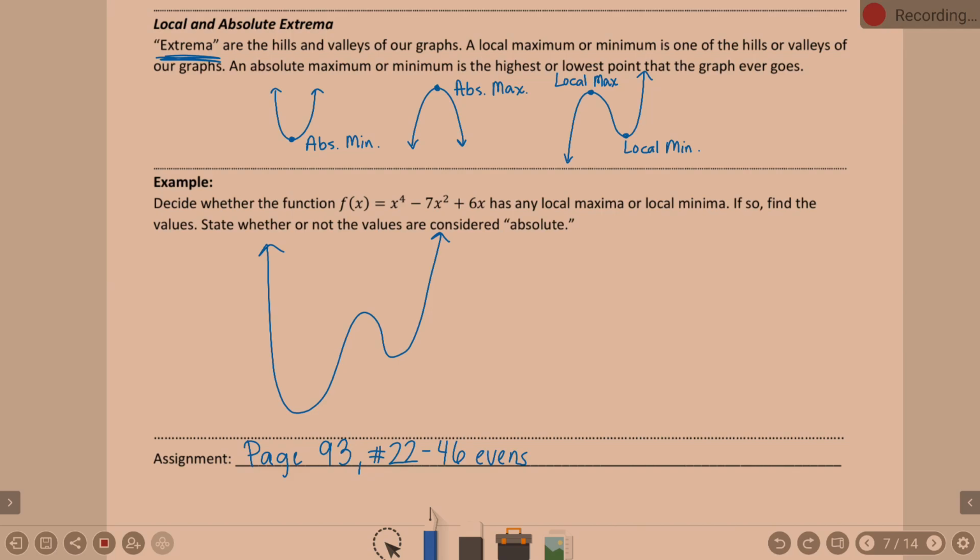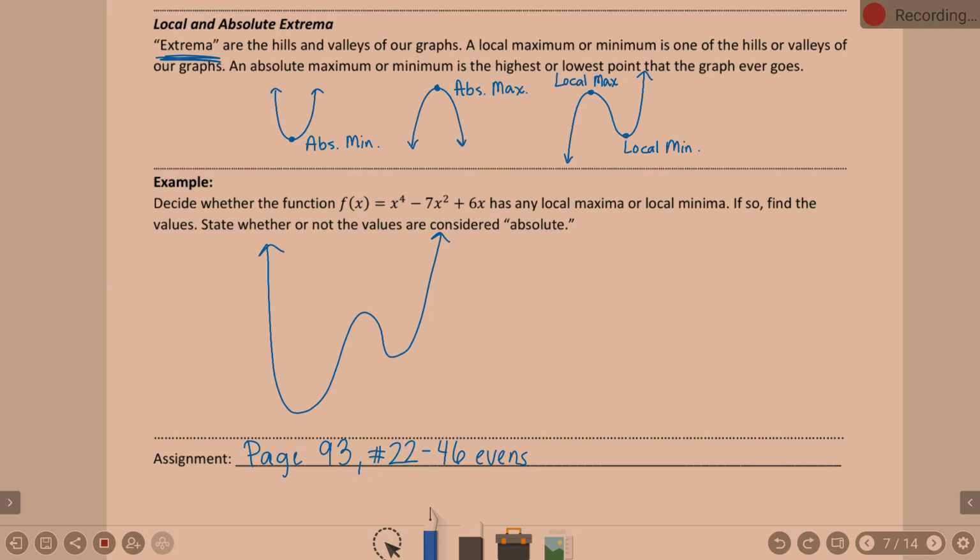Okay. Here's what I want you to do. I know I'll have to talk about this a little bit more tomorrow, but I do want you to do the homework. Okay? 22 through 46 evens on page 93. Do the homework to the best you can. Give a good effort at everything. Play on the calculator, right? If it doesn't work, it doesn't work. But play on the calculator.